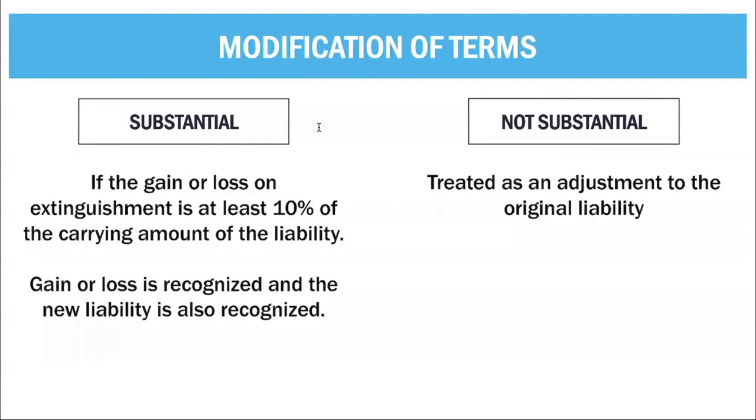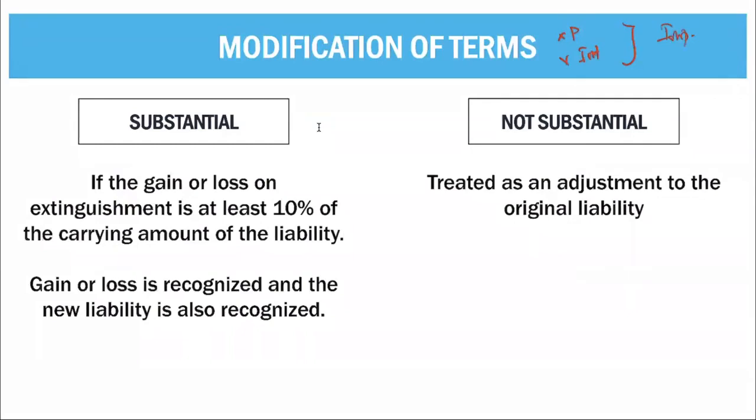Next, we have your modification of terms. So what happens in a modification of terms? In your modification of terms, there will be a change as to your principal amount and a change as to your interest payment. This is really like your impairment of your investment in bonds, or your investment in debt securities, or your impairment of your loan receivable. So it looks like this.